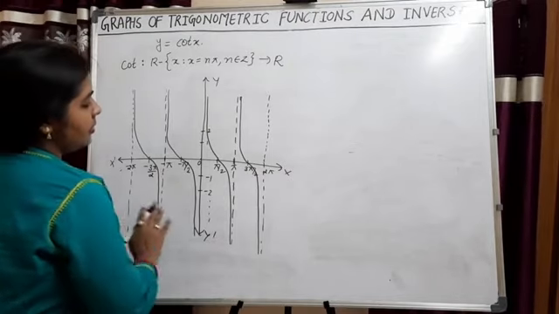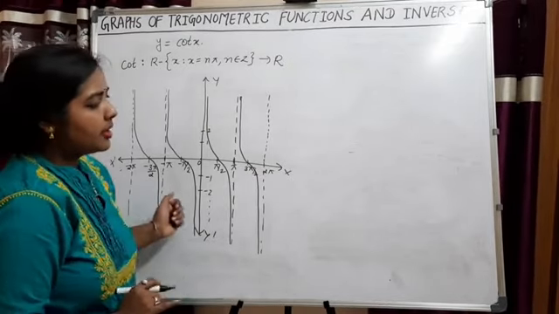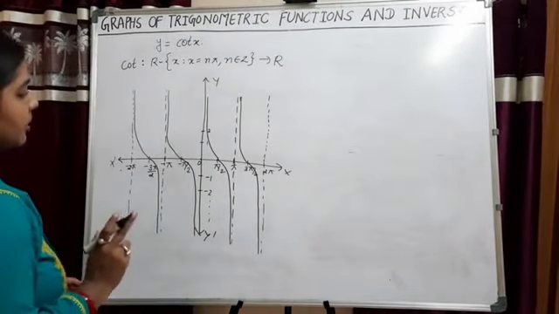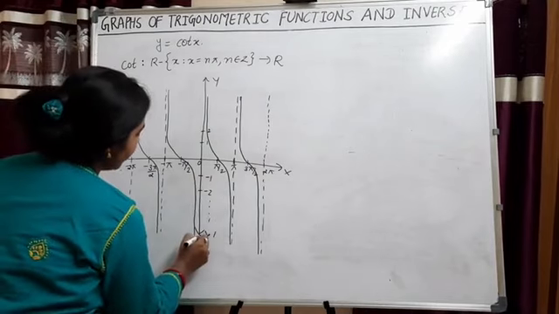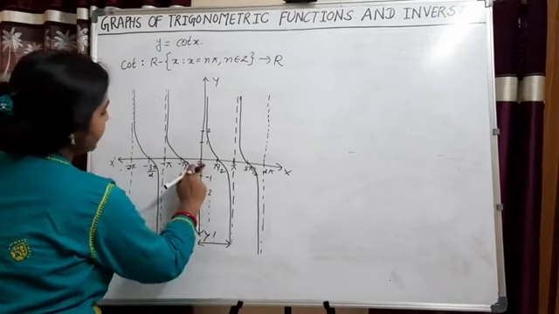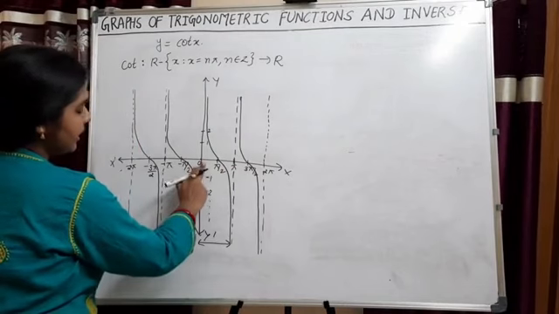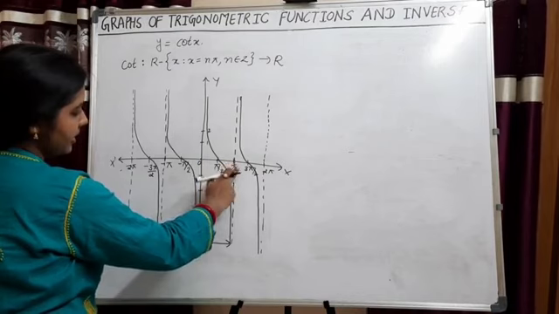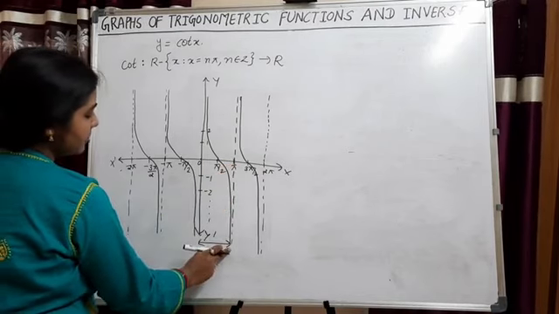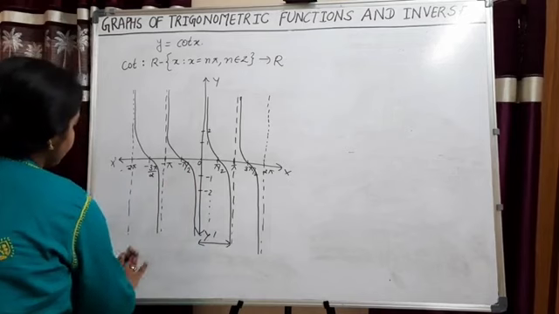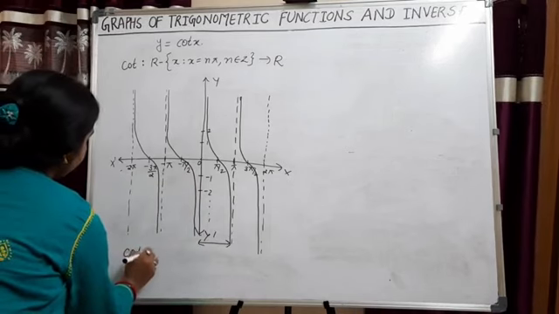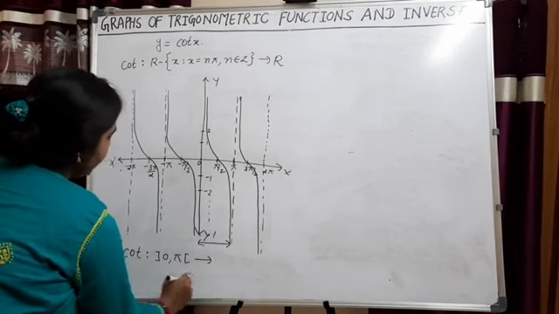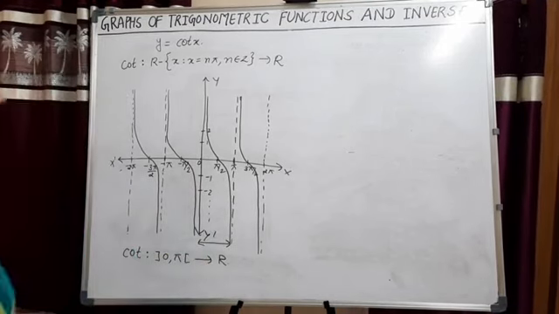Now we can't take the whole graph. If we take the whole graph, we can't find cot inverse x. So we have to take a particular part, this part, the open interval 0 to pi. We can't take 0, because that is infinity, and in cot we can't take pi either, that is again infinity. So the open interval 0 to pi, and the result we get is all real numbers.